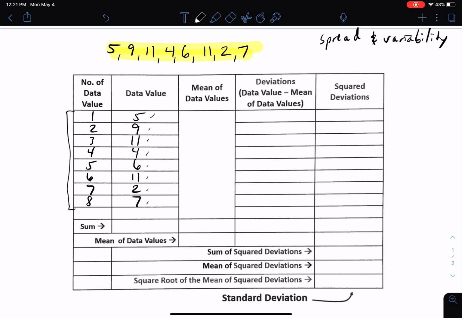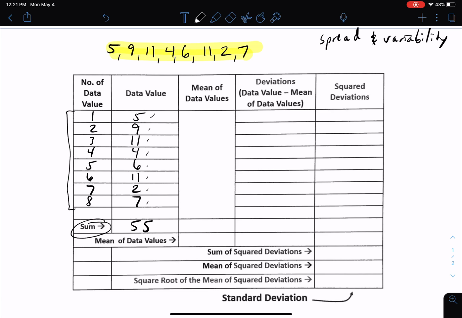Okay, and then the next thing you're going to do is find the sum. Okay, the sum means add them all up. So let's add up all the numbers. So I have 5 plus 9 plus 11, so on and so forth, all the way till you get to the end. And when you add them all up, you get 55.